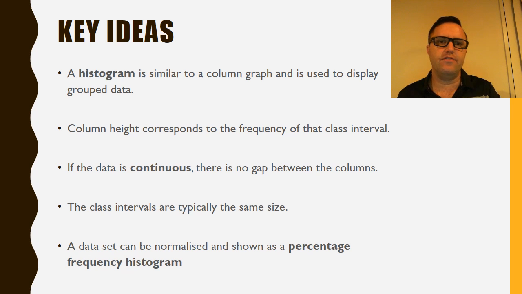A histogram is very similar to something you would have seen before, which is a column graph, and it's used to display grouped data, where you're putting things into particular categories of number. So you're using histograms with numbers. Column height corresponds to the frequency of that class interval, which is the group that you've created. If the data is continuous, and this is really important, there is no gap between the columns.